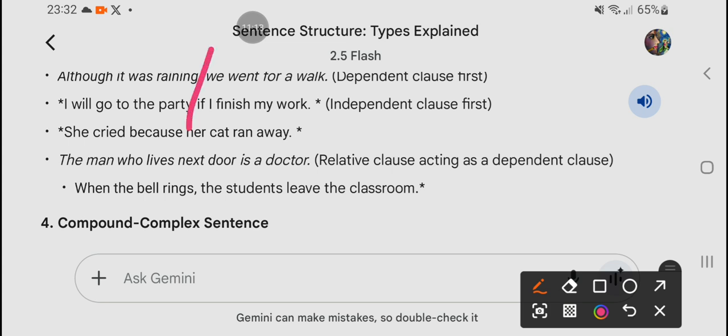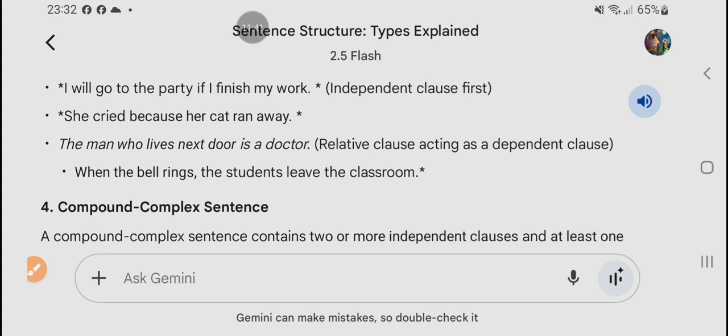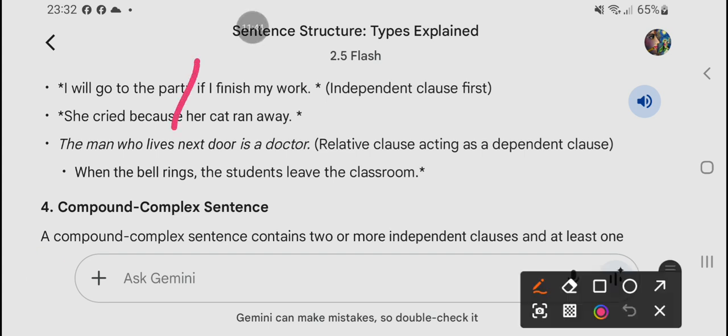Although it was raining, we went for a walk. We went for a walk is independent, and although it was raining is dependent. So that is the subordinating conjunction, although. I will go to the party, independent, if I finish my work, dependent, right?